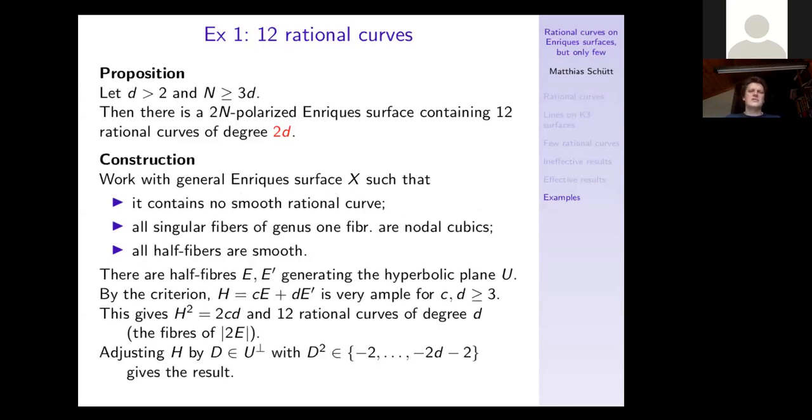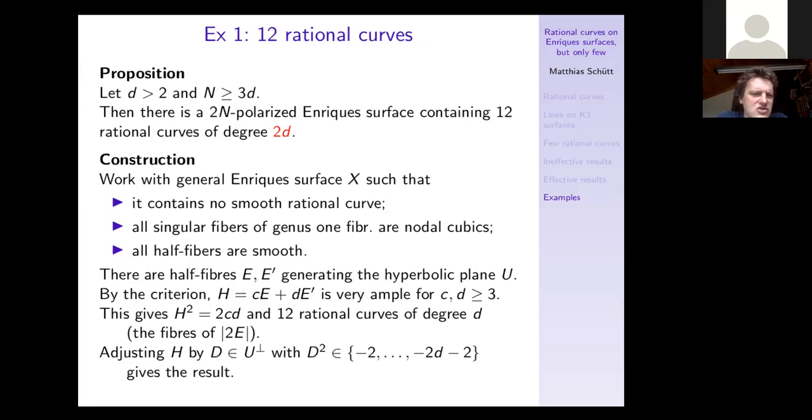First example, 12 rational curves. So the claim is, if d is at least 3 and n is at least 3d, then there is a 2n polarized Enriques surface containing 12 rational curves of degree, unfortunately not d, but 2d. Even degree, odd degree curves always are a bit subtle because they tend to appear in reducible fibers or as half pencils. So this is why doing even degree is much easier.